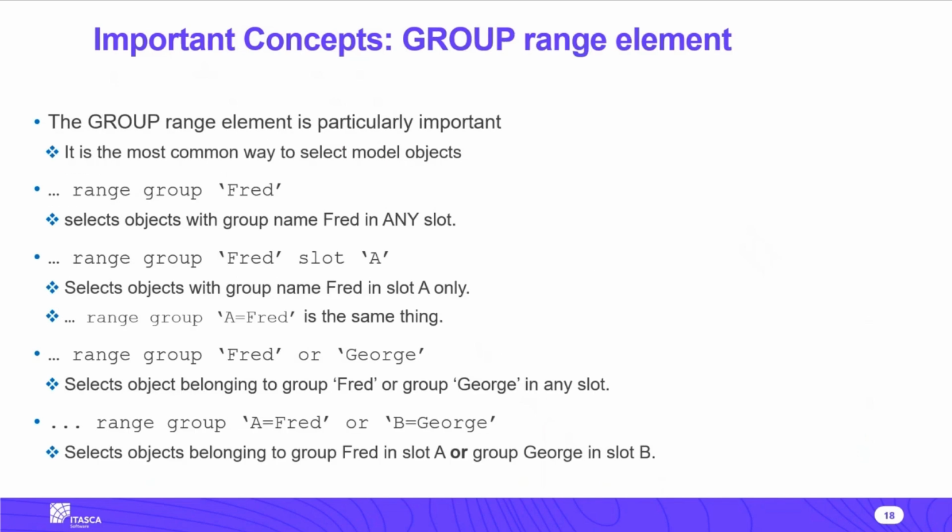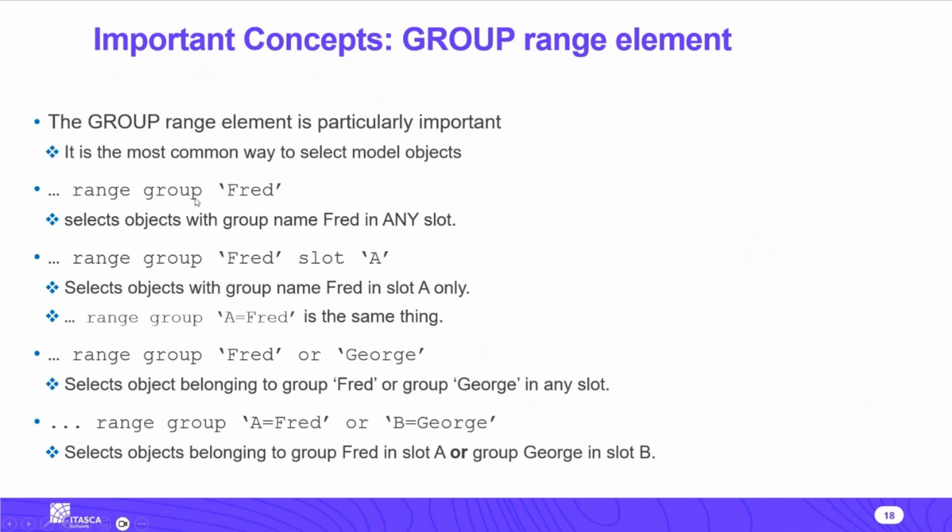And once you have group names, then you can use them in ranges. And so this is a lot easier than trying to come up with these crazy daisy chain ranges like X is something, Y is something, Z is something. We can just identify them as group names and then use that as the range. So range group Fred, or you can be more specific, range group Fred in slot A, and things like that.